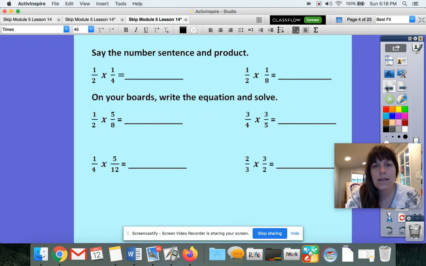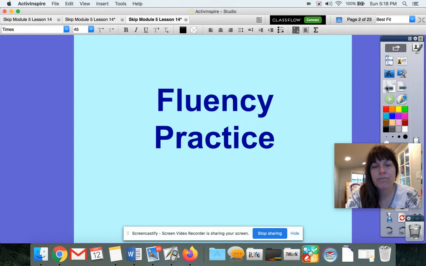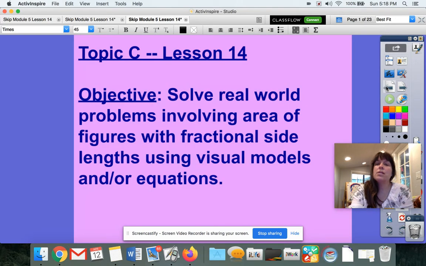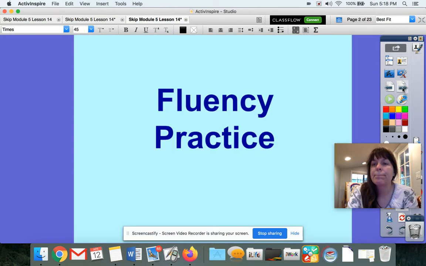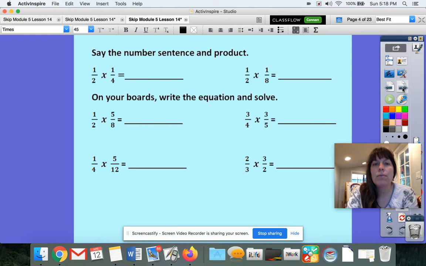So today's lesson is on solving real-world problems involving area figures with fractional side lengths using visual models and/or equations. Word problems. Let's do it. So to warm up, we're going to practice multiplying fractions just like we did yesterday. So say the number, sentence, and product.